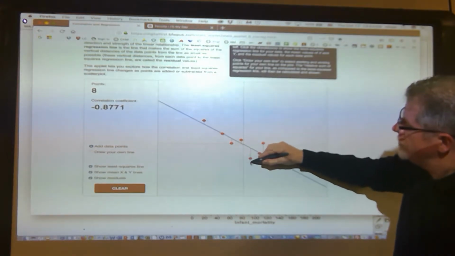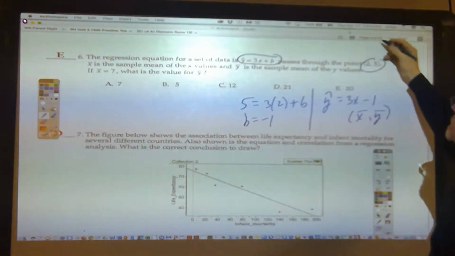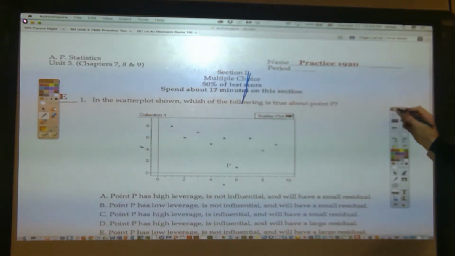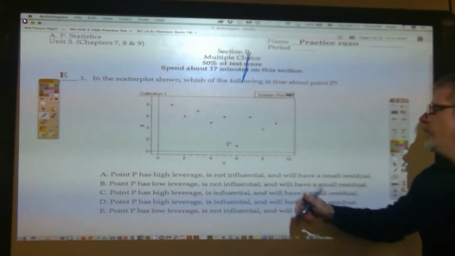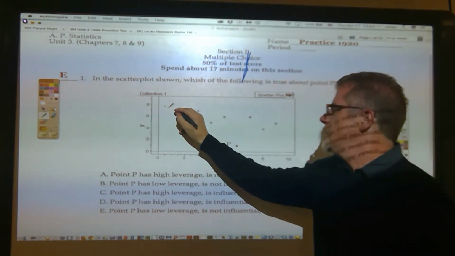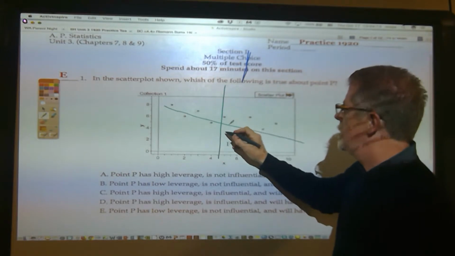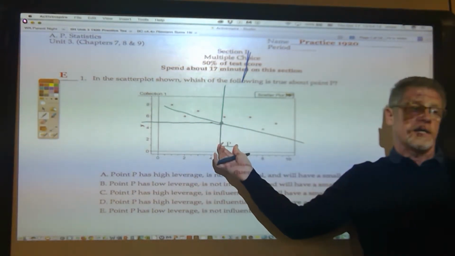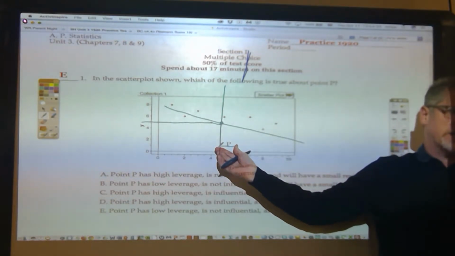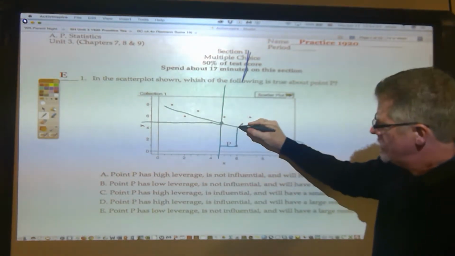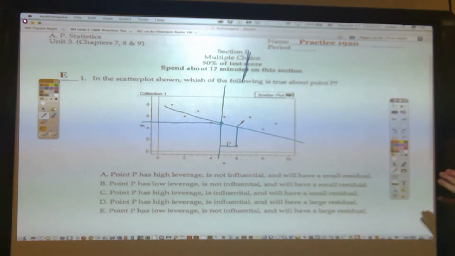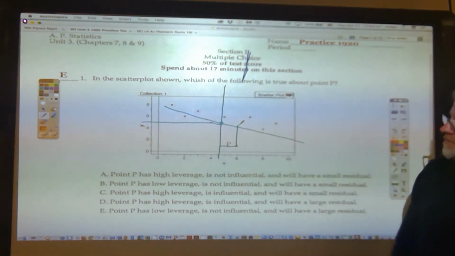So points with low leverage, kind of like on the practice test back on, I think, page one, question 1. This point, if you visualize the line of best fit, then the X bar line, then take that over the Y bar line. You can see that this point P has very little leverage. It has a fairly large residual. Low leverage, it's not influential because of the low leverage, and it will have a fairly large residual.